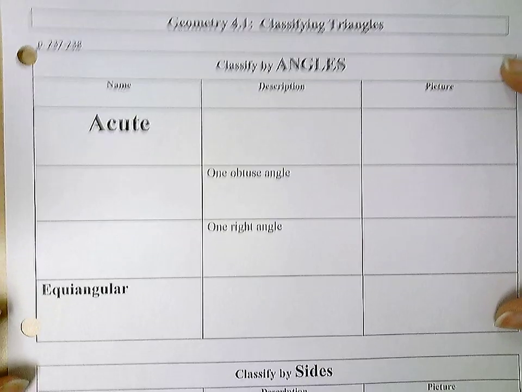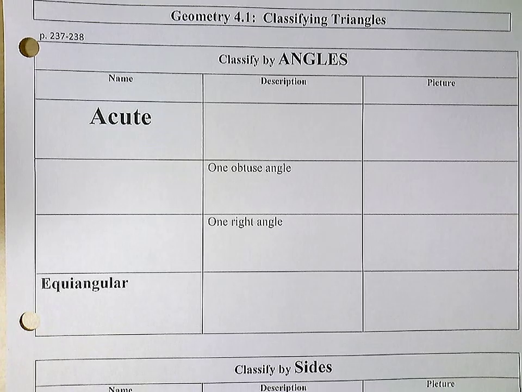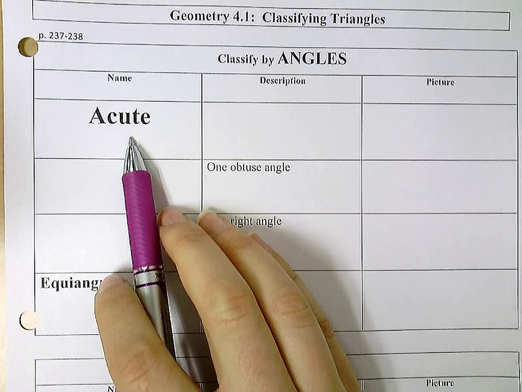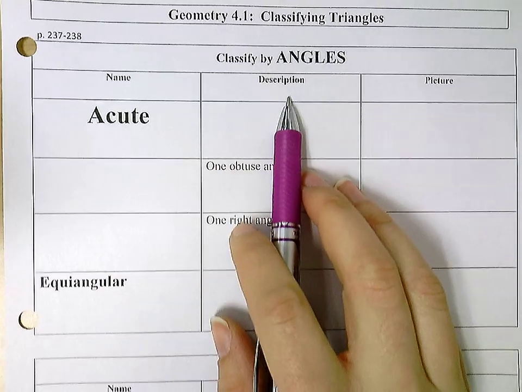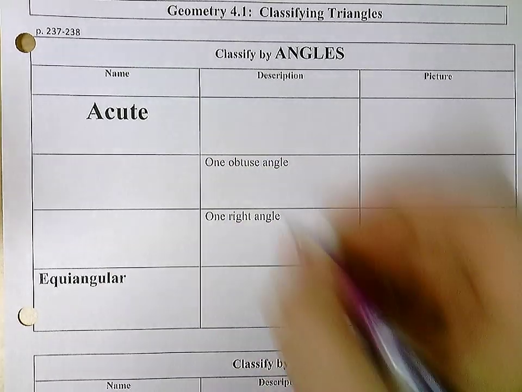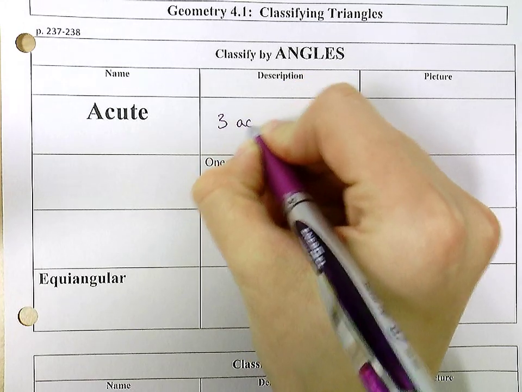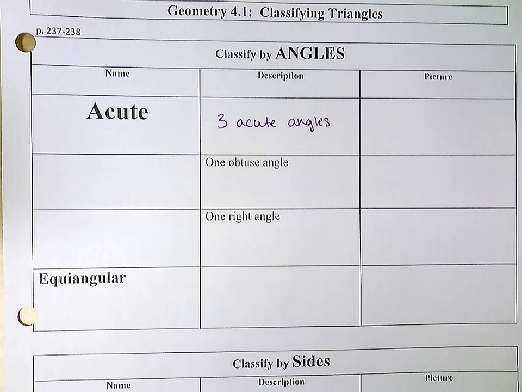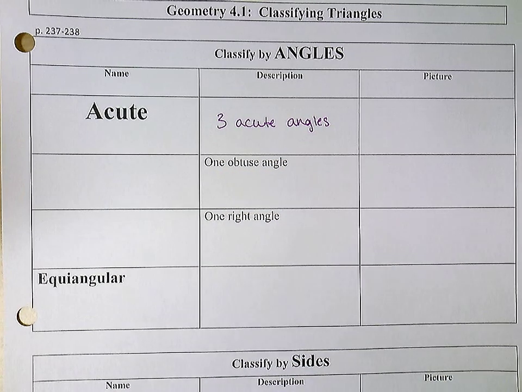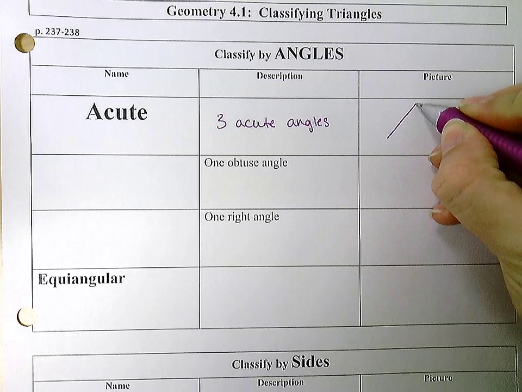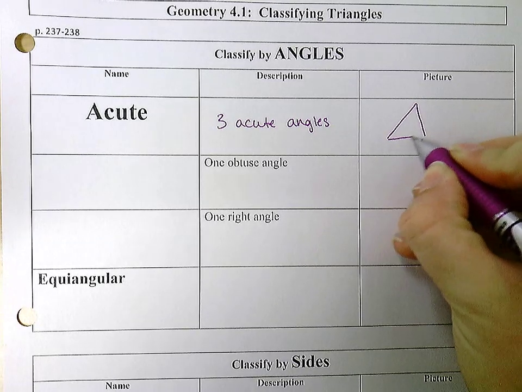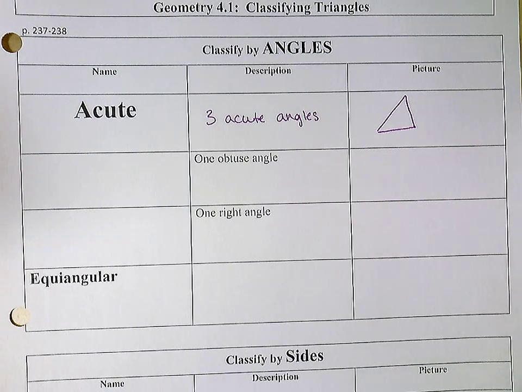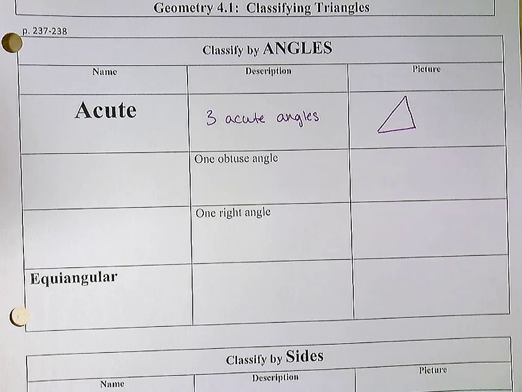So in this chart are all the different ways that we can classify a triangle by its angles. The first one is an acute triangle. In an acute triangle, you have 3 acute angles. Okay, you have 3 acute angles in an acute triangle. So you'd want all of your angles here to be acute angles, so less than 90 degrees.